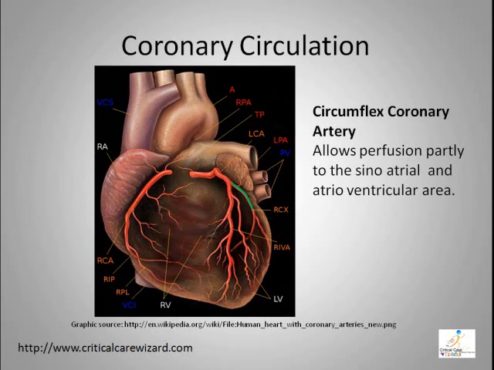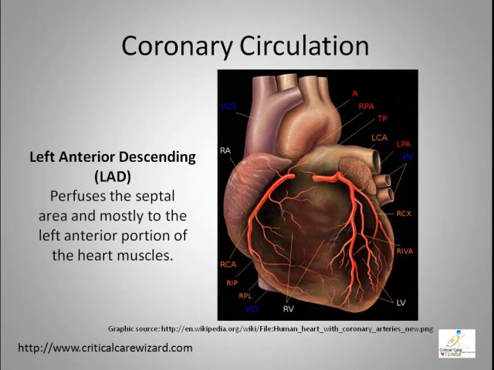The circumflex supplies blood mostly to the left lateral part of the heart, which partly perfuses the sinoatrial and atrioventricular area. The septal region and front part of the heart muscles get their perfusion from the left anterior descending, LAD, coronary artery.